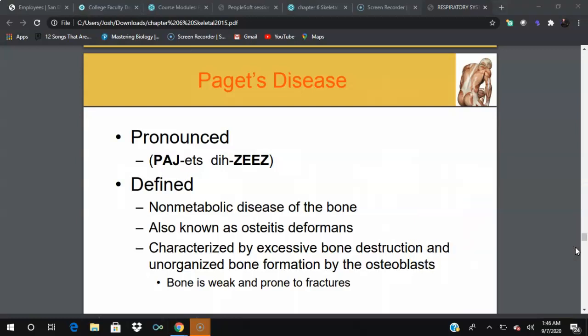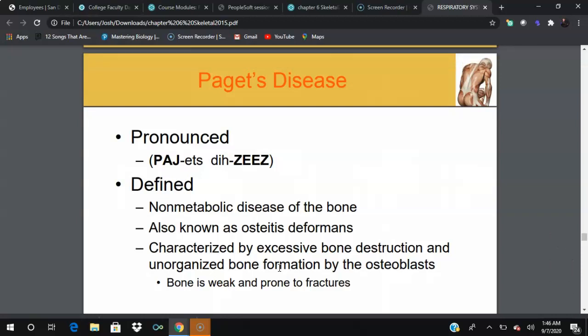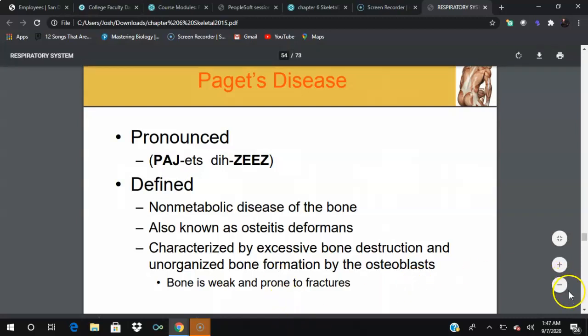What happens is the body then tries to compensate, and the osteoblasts start laying down bone really quickly, in an unorganized fashion. And so this bone tends to be weak and prone to fractures. There's something called a mosaic pattern that is characteristic of Paget's. When someone has a pathologic fracture where they break the bone for no apparent reason, it just fractures spontaneously, and they see a mosaic pattern on the x-ray, that's kind of pathognomonic for Paget's disease. Luckily it doesn't happen very often, but it can be very problematic when it does occur.